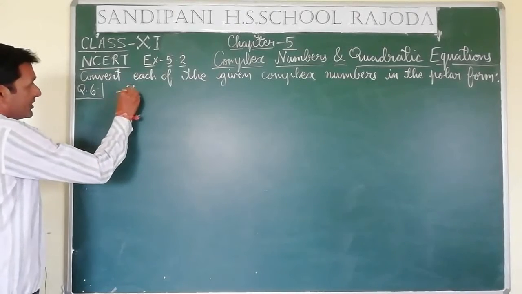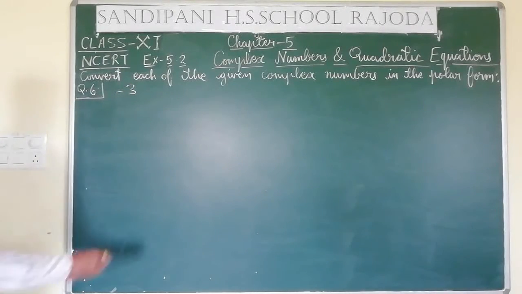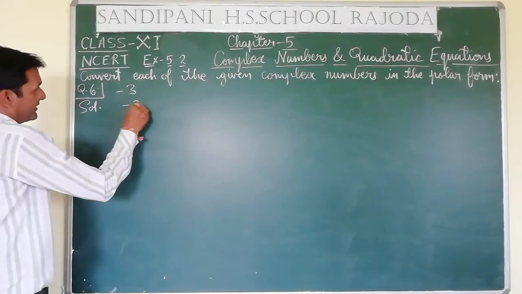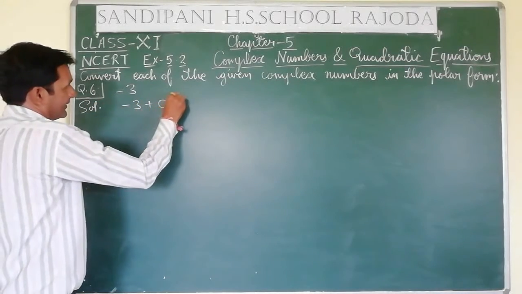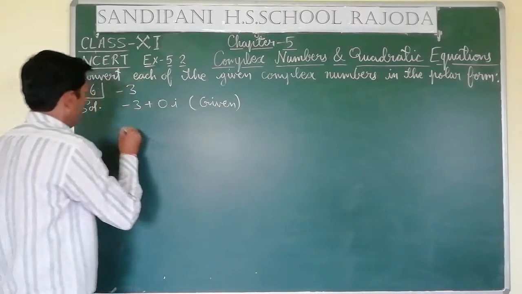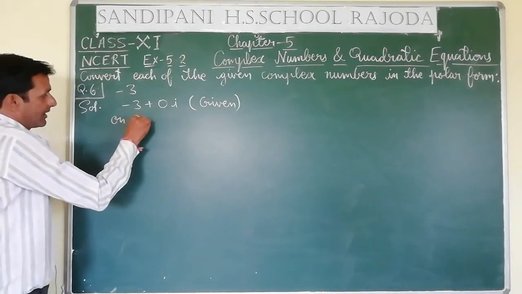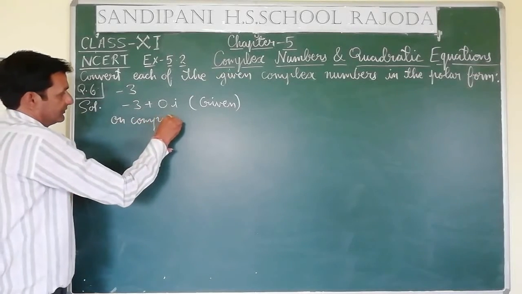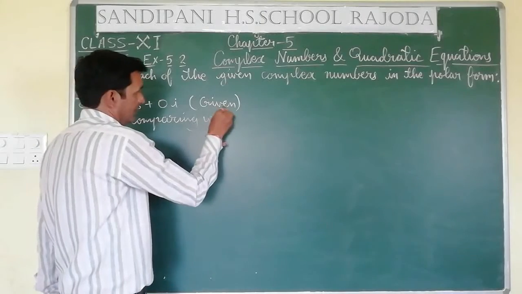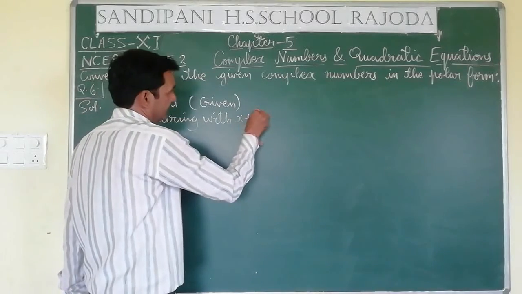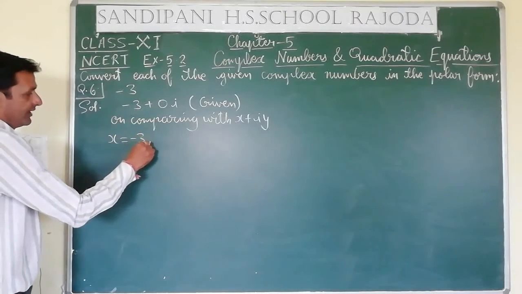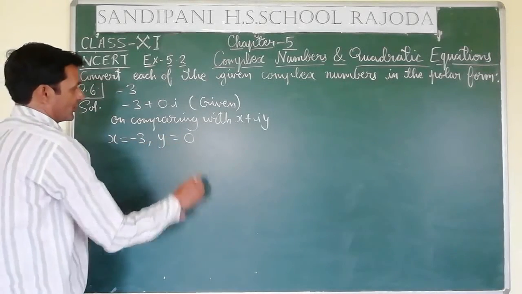Now see question 6, it is -3. So let me write it in the solution. -3 plus 0i is given. On comparing with x plus iy, x is equal to what? x is equal to -3 and y is equal to 0.